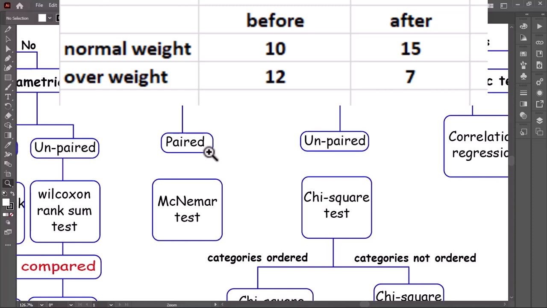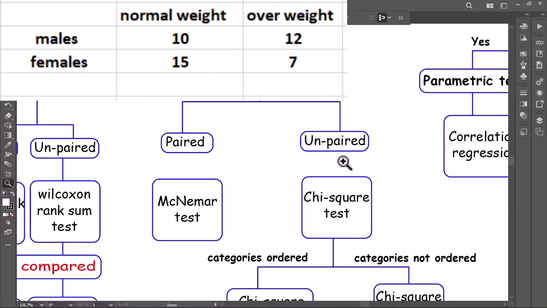Which percentage had overweight before, and which percentage is having overweight after. But if we had just collected data from independent samples, or if our data is unpaired, and we are looking for factors associated with the overweight, then we could use a chi-square test.